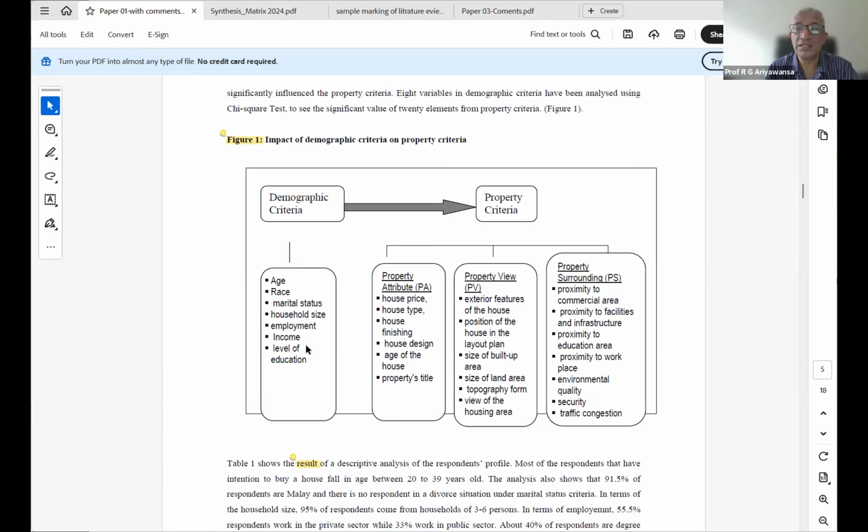Why are they not using another set of variables? Why have they limited only to these, right? So everything should be in a rational way, not an emotional way, right? And then the property criteria, property attributes. So what are the attributes? House price, house types, house finishing. Those are some property attributes, and property views, exterior, interior, likewise views, the appearance, different features, right? And surrounding neighborhoods. So these are the main sub variables under property criteria, right?